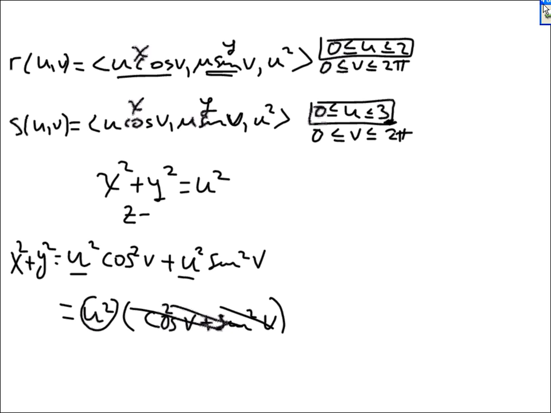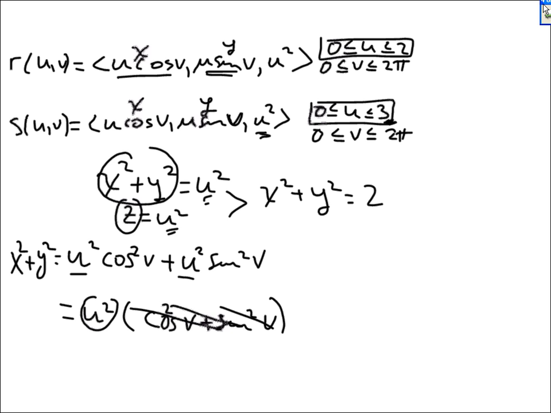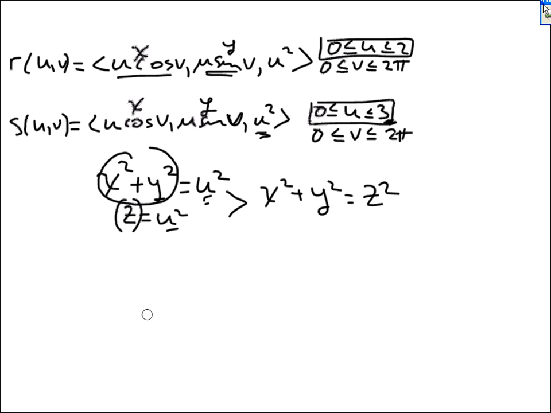And z equals u squared. Well, if this and that both equal u squared, that means x squared plus y squared is equal to z. These two things both equal u squared, so they equal one another. R and S are both equivalent to x squared plus y squared equals z.